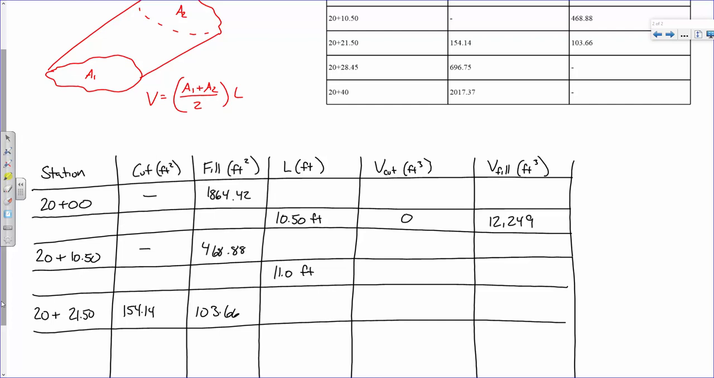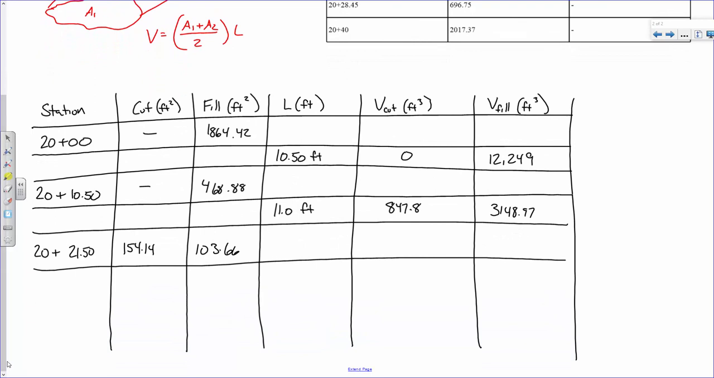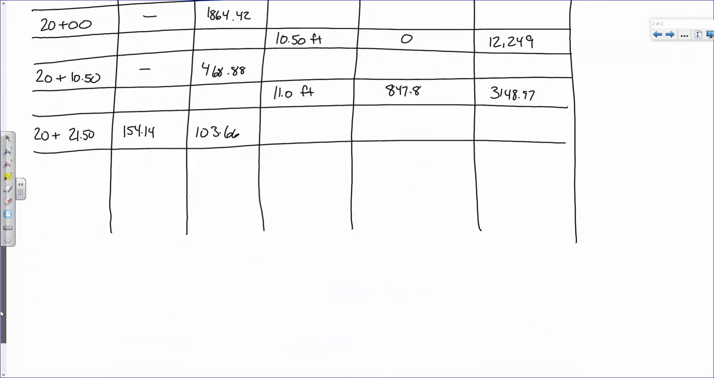So what does that come out to be? 847.8. And how about fill? Does this ring a bell? Y'all done this before? Yeah. Okay. Good. 3148. That's close. Assuming everybody else is getting similar values.